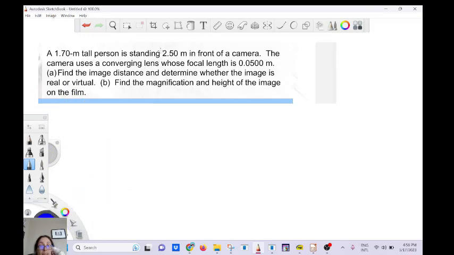So it's standing, so you can read along. That's going to be your d sub o. That's the height of the object. That's your focal length. And they want to find d sub i to begin with, and then find out if it's real or virtual. So let's start with that.